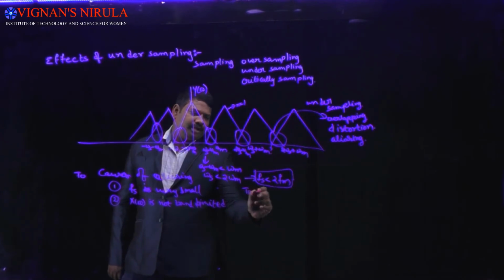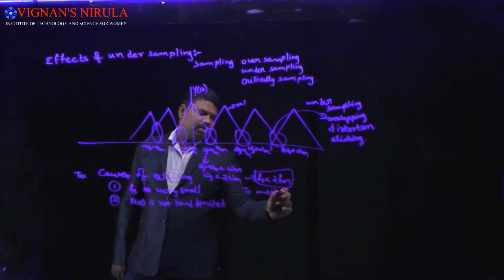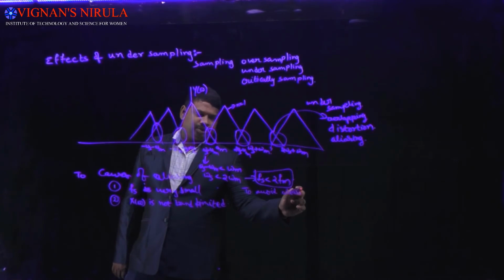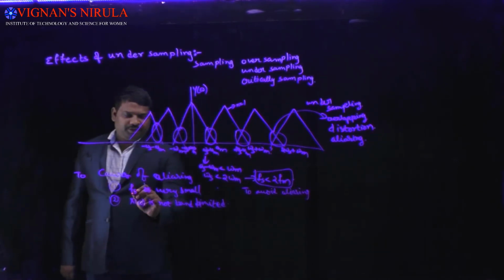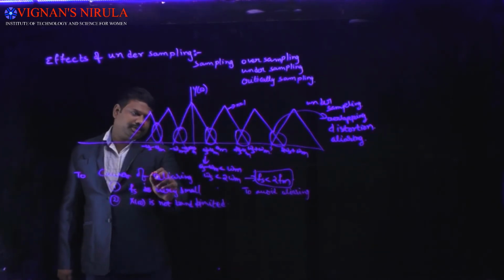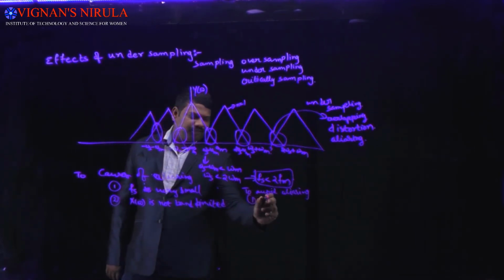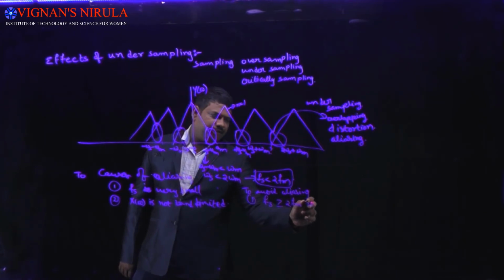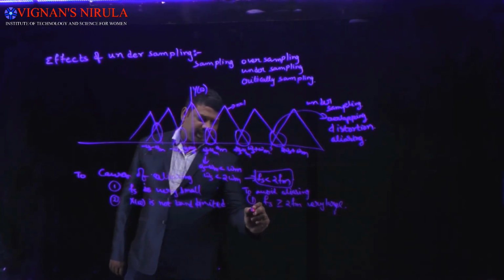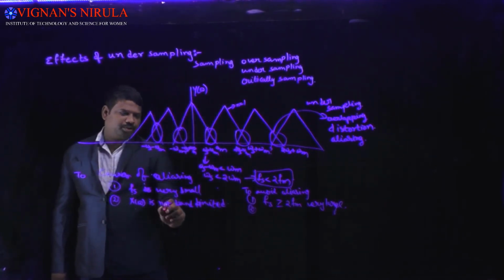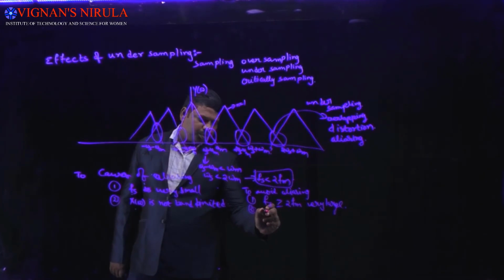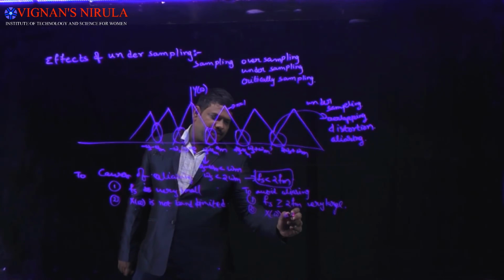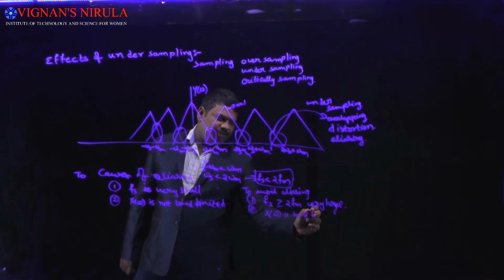To avoid the aliasing, first, if Fs is very small, aliasing will occur. Therefore, to avoid aliasing, Fs should be greater than or equal to 2 Fm. That is, Fs should be very large. Similarly, the second point is x of omega is not band limited. Therefore, we need to make x of omega band limited.